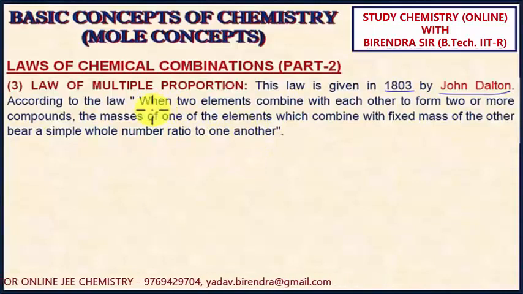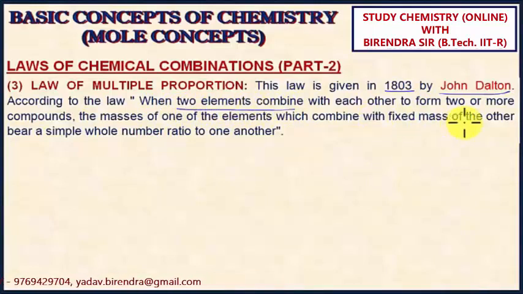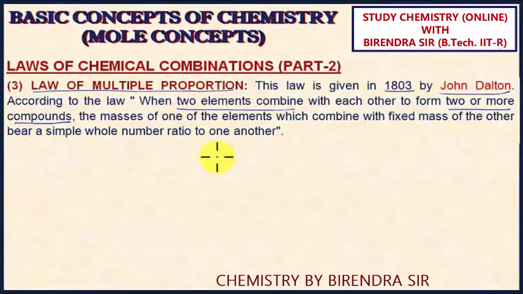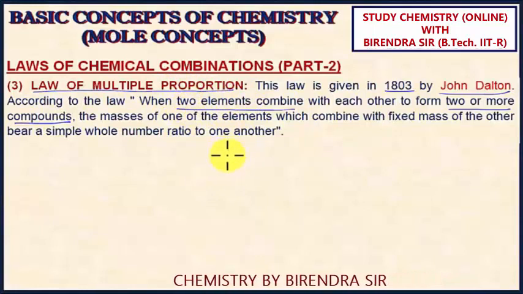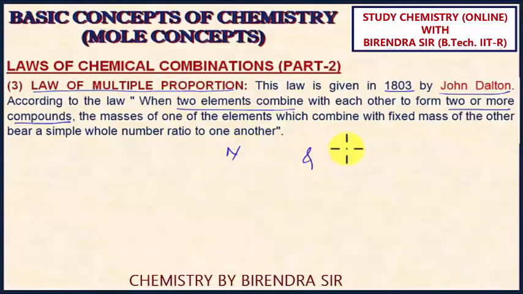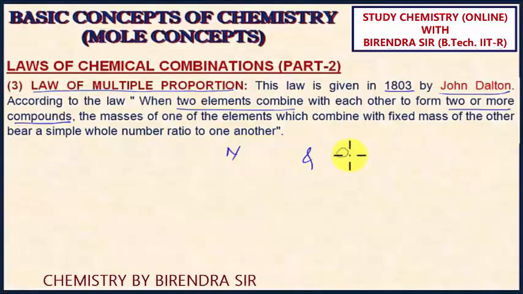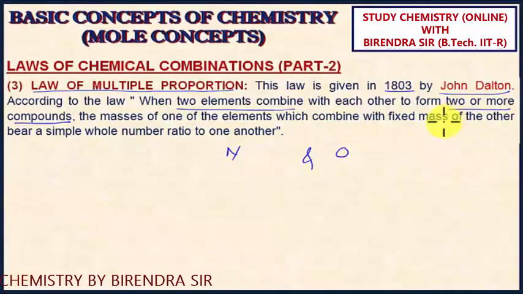Now, look at this. Two elements combine to form how many compounds? Two or more compounds. So first of all, this law of multiple proportions involves how many elements? Two elements. For example, if I take two elements N and O, the law says two elements combine with each other and form two or more compounds.